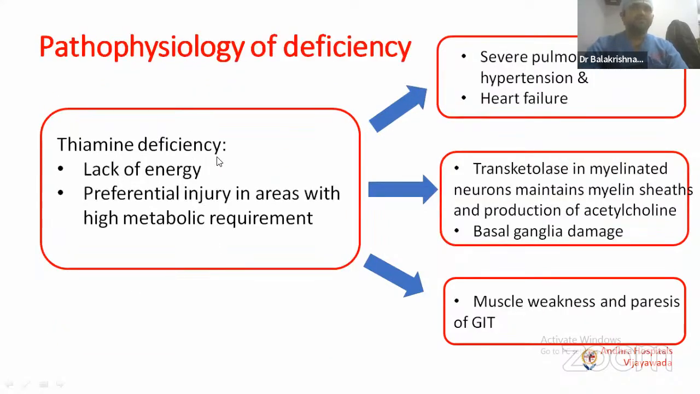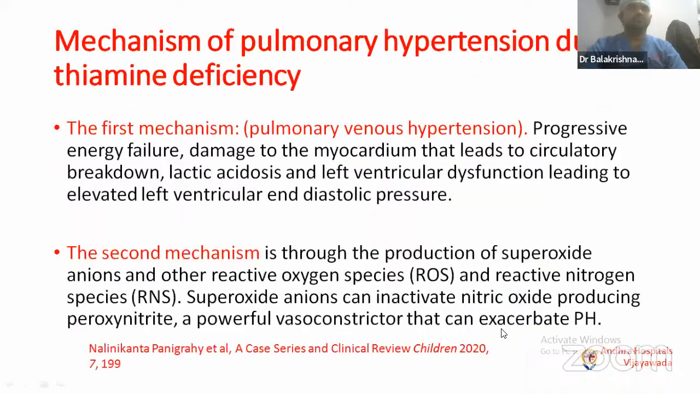So what will happen if there is any thiamine deficiency? There will be lack of energy, and it will cause severe pulmonary hypertension and heart failure, and there will be muscle weakness, and paralysis of the GIT also will be there. So what will happen is when there is a progressive energy failure, that will cause damage to the myocardium, and it will lead to what I said was circulatory failure. So if there is circulatory failure, definitely there will be lactic acidosis. And I was pointing out the RA, RV compressing the LV, which leads to LV dysfunction. And another mechanism is reactive oxygen species, which actually vasodilate.